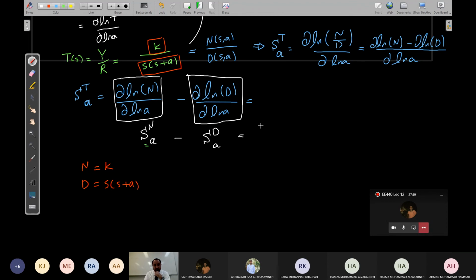You will say that it's partial N over partial A, correct? Yes. So this is A over K, and N has no A, so this will be zero, correct? Because this one is zero. So now what am I having? Minus. The second one, you will say it's A over D.